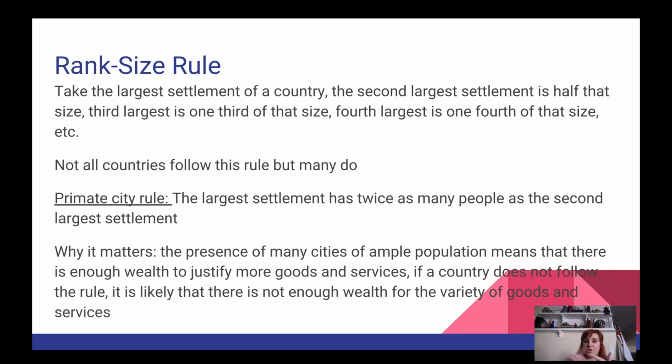Because that means you have a high threshold and your range doesn't have to be too high because you have all of these cities to choose from, right?